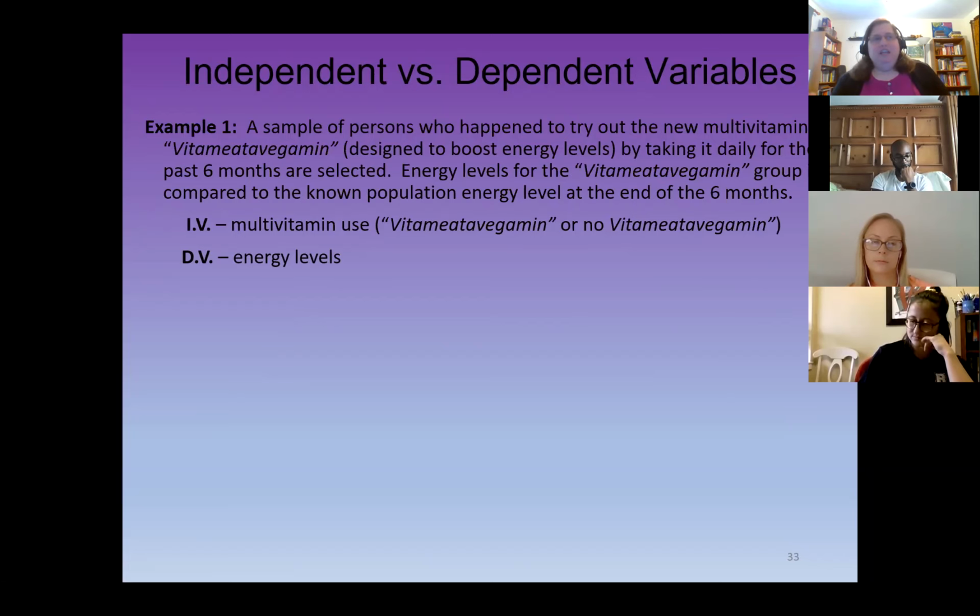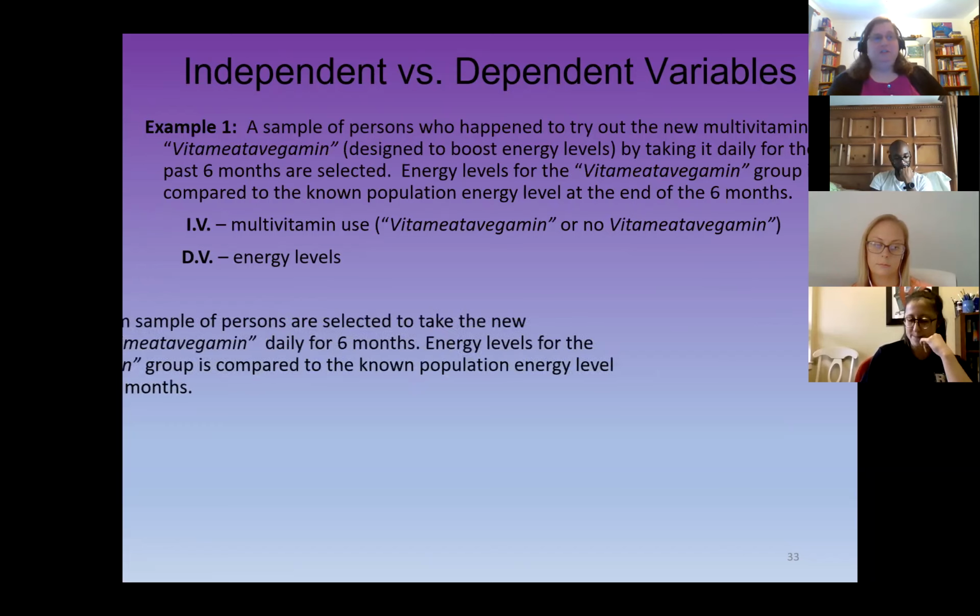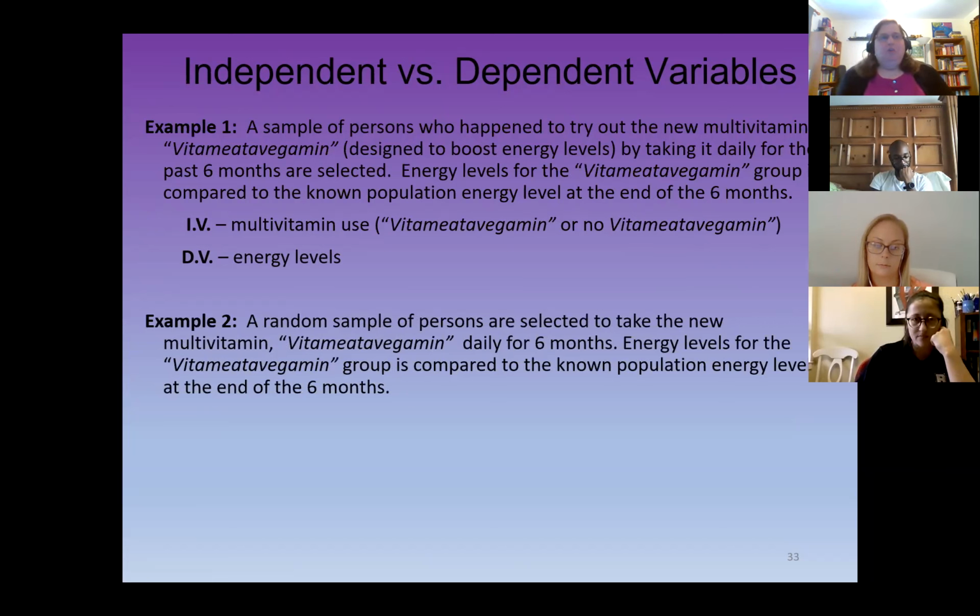So again, I'm going to show you another example, and you'll notice just a small change in it. The IV and DV are going to remain the same, but there's a small change in how the study was conducted. A random sample of persons are selected to take the new multivitamin daily for 6 months. Energy levels for the vitamin group are compared to the known population energy level at the end of 6 months.